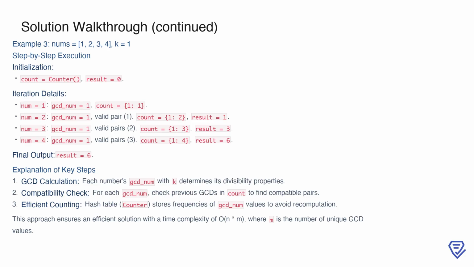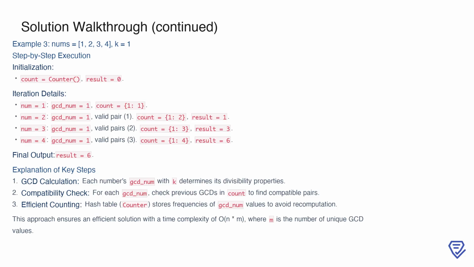For number equals 2, the GCD is again 1, and there is one valid pair with the previous occurrence of gcd_number equals 1. The hash table becomes count equals {1: 2}, and the result is updated to 1. For number equals 3, the GCD is still 1, and there are now 2 valid pairs, bringing the result to 3. Updating the hash table gives count equals {1: 3}.